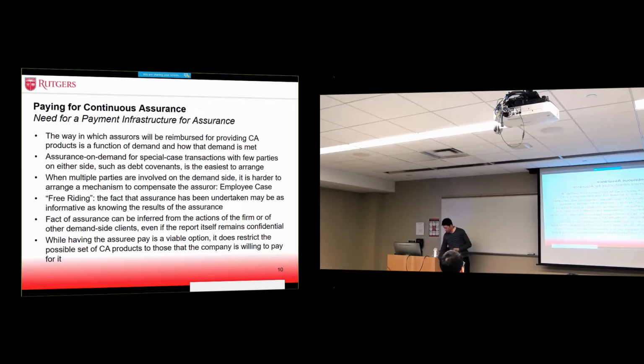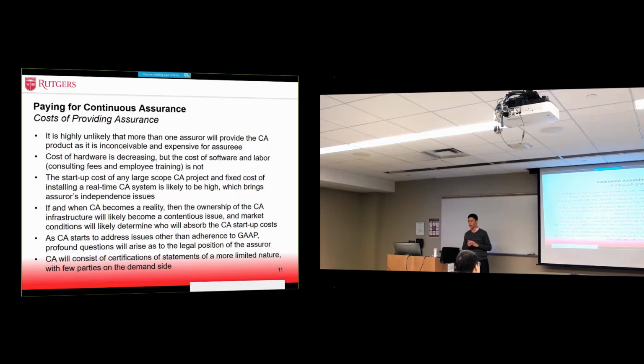What's the cost of continuous assurance? The main cost comes from technological advancements. The paper argues that although hardware cost is decreasing, the software production and systems are not necessarily decreasing, and the important part of this assurance providing is not only the technology, but the people that the assurers use. They have to train their personnel to have the necessary skills to conduct these assurances.